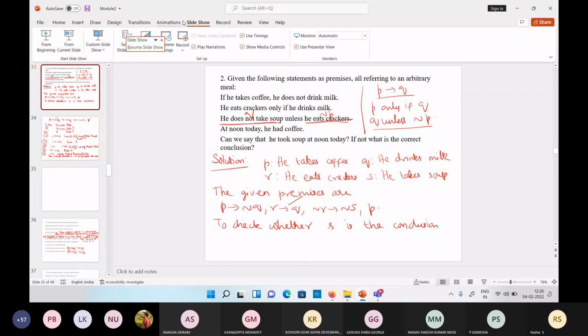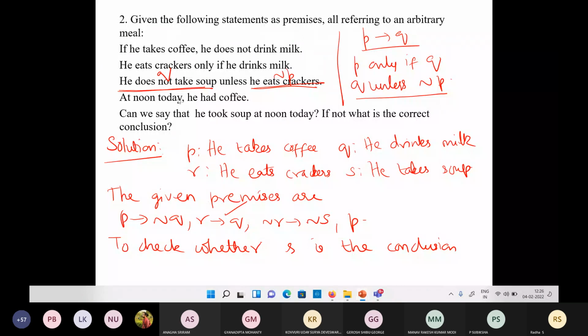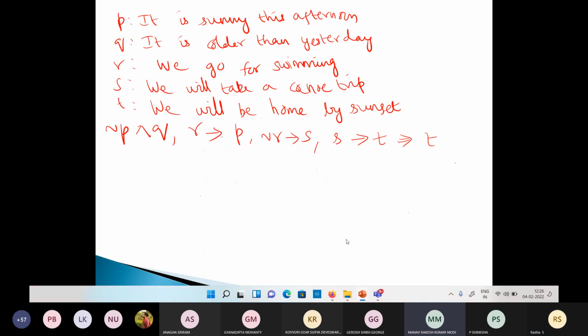See this: he eats crackers only if he drinks milk. So it is, if he eats crackers, then he drinks milk. He eats crackers is R, so R tends to, if he drinks milk, Q. The same thing I have taken. See here, he eats crackers is R, that's the first part of the sentence, and only if he drinks milk is the second part, that is Q. But in the question that we have in the first module, it is the reverse of that.